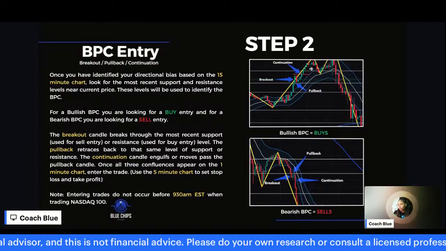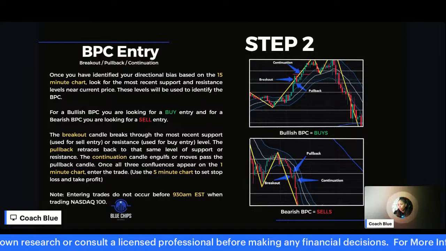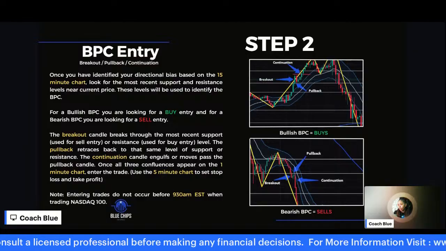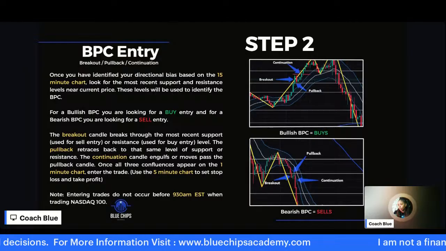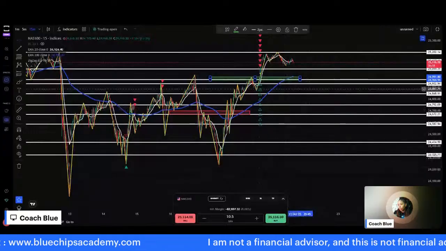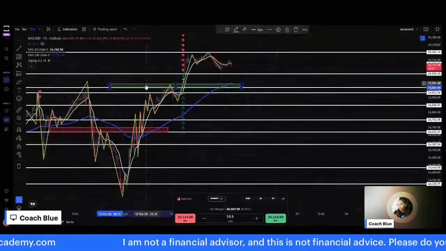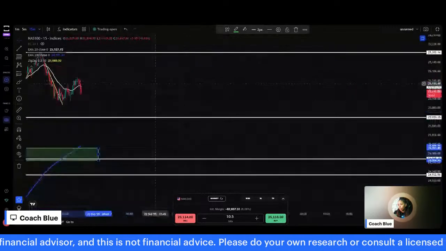Okay, so now that we understand what we're trading, which is NASDAQ, and we understand how we're trading it, let's go take a look at the chart so we can see if there's any opportunity today. Okay, so yesterday we had a buy, and it was a really good buy. This was our buy zone right here. We got a nice BPC at this level.